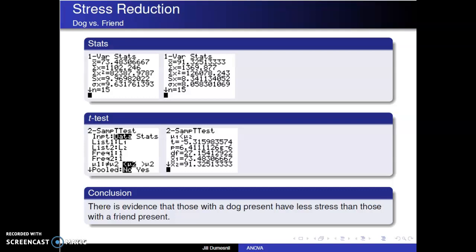Now we compute one variable statistics on L1, the dog group, and L2, the friend group. The dog group has a mean heart rate of 73.48, and the friend group has a mean heart rate of 91.32. Thus, we choose mean 1 less than mean 2 when conducting the t-test. The output screen shows, again, a p-value of essentially 0. Thus, there is evidence that those with a pet dog present experience less stress than those with a friend present.